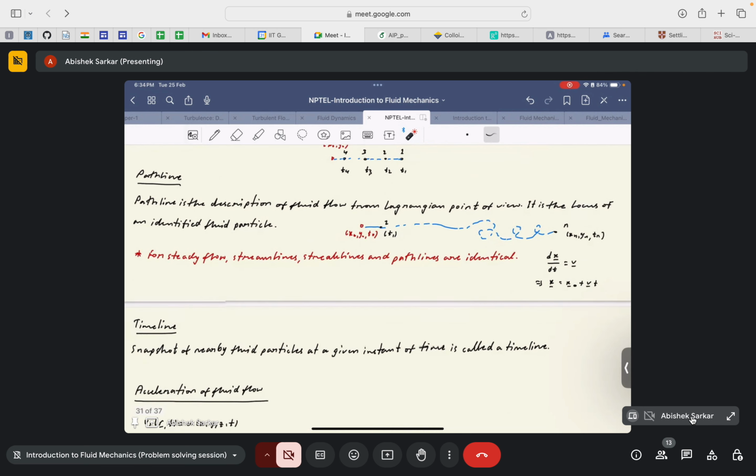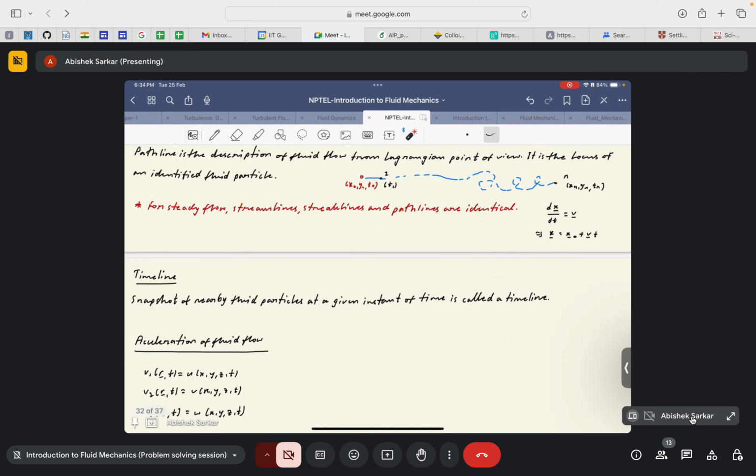So let us look into a timeline. Again, it's not a primary flow visualization tool, but it is defined in a way that helps us understand the flow physics in a much better sense. It's basically a snapshot of all the nearby fluid particles at a given instant of time. There was an example taken by Professor Chakraborty, the converging section where the timelines were plotted. I'm just skipping it, but you can look into it so that you can get a better sense.